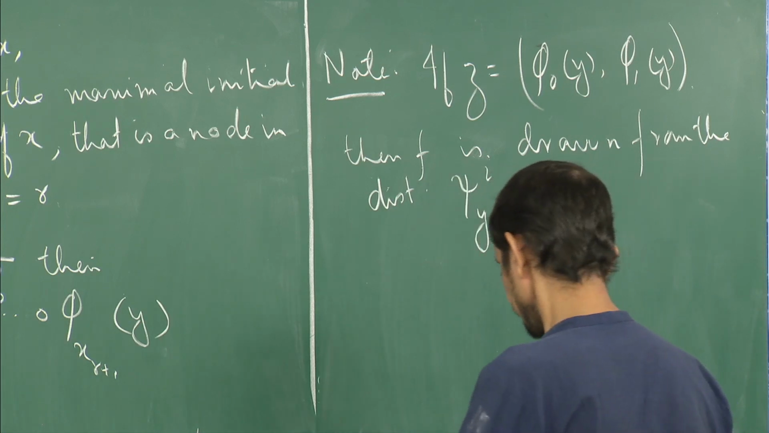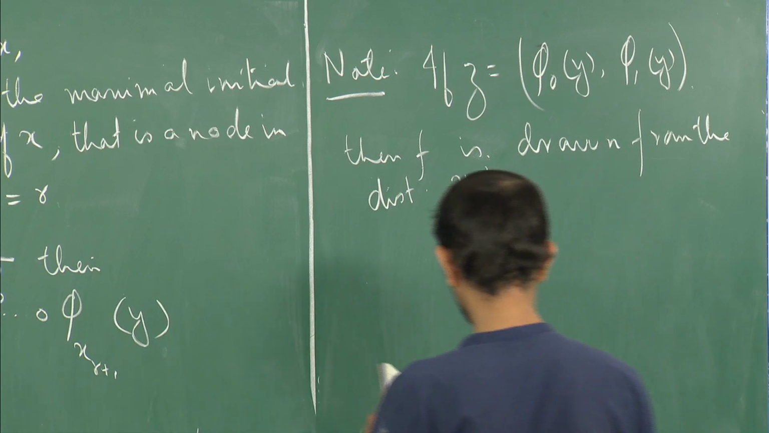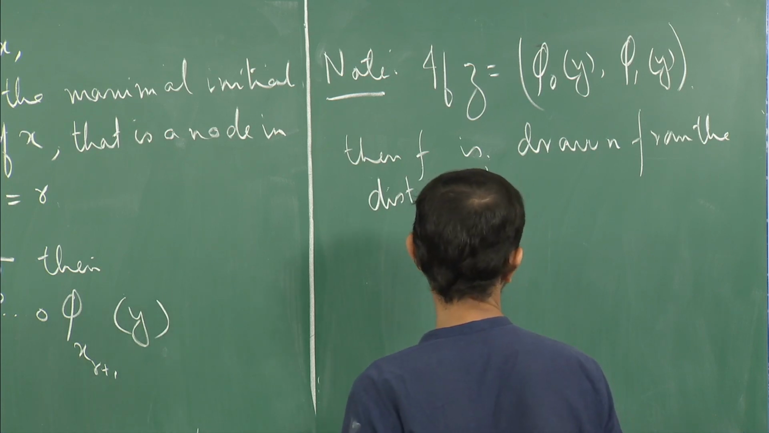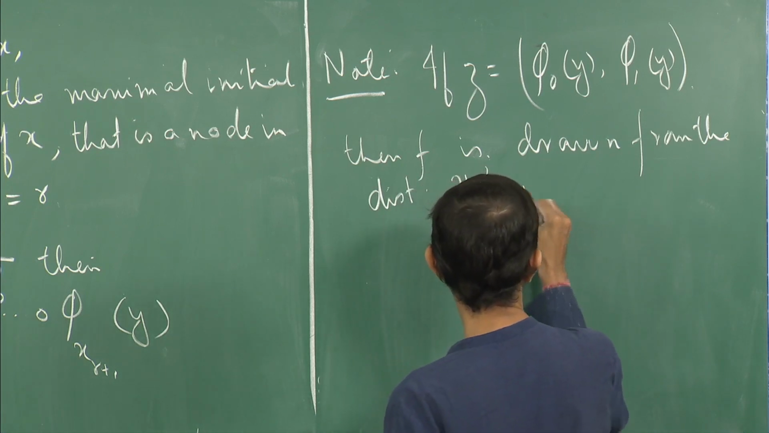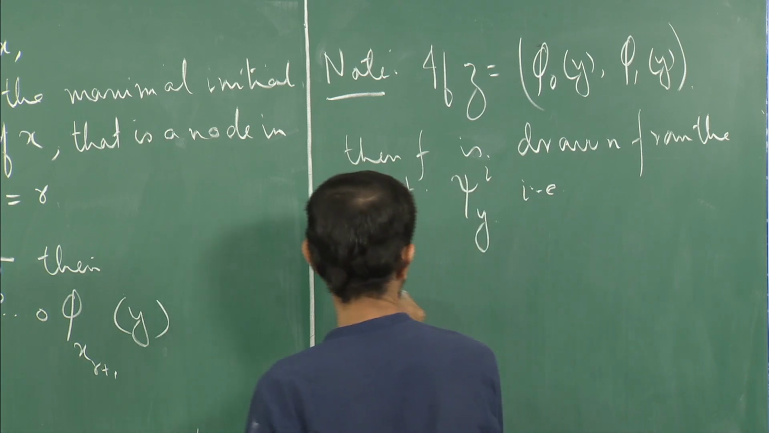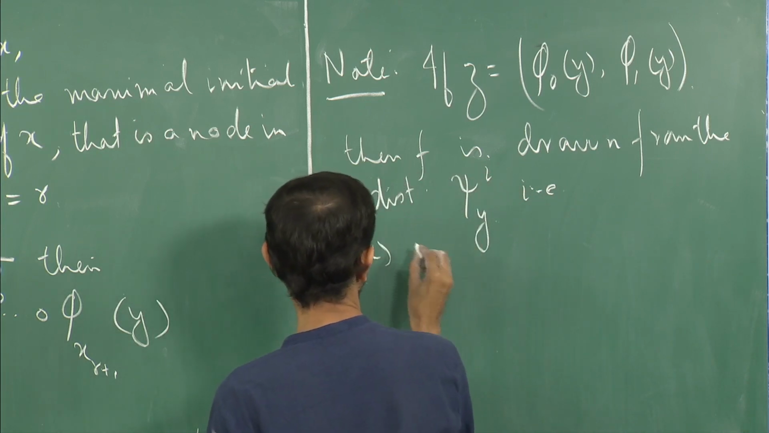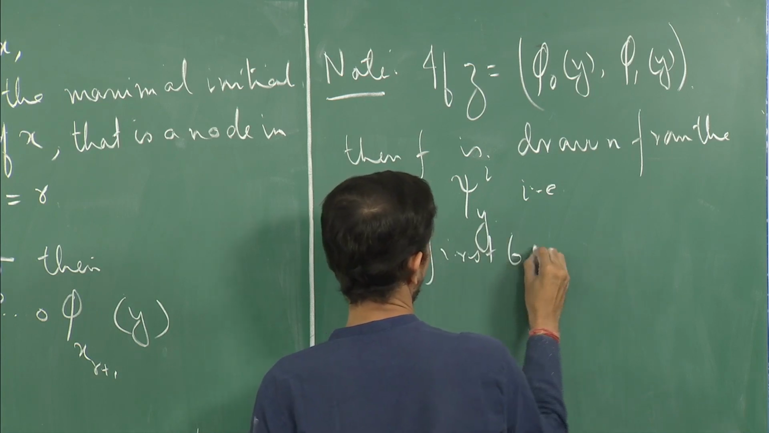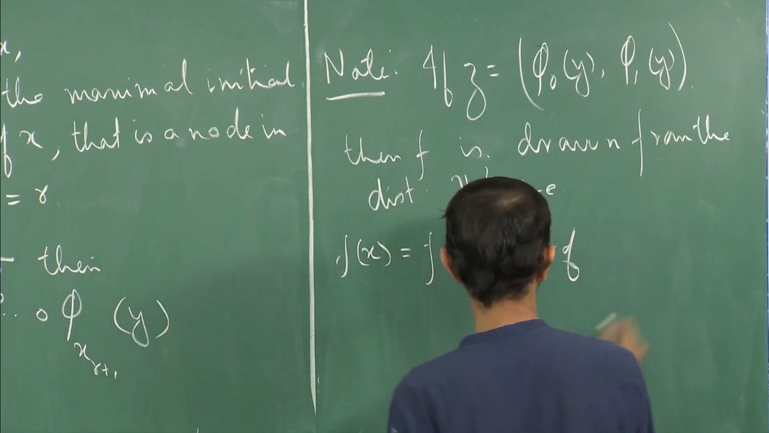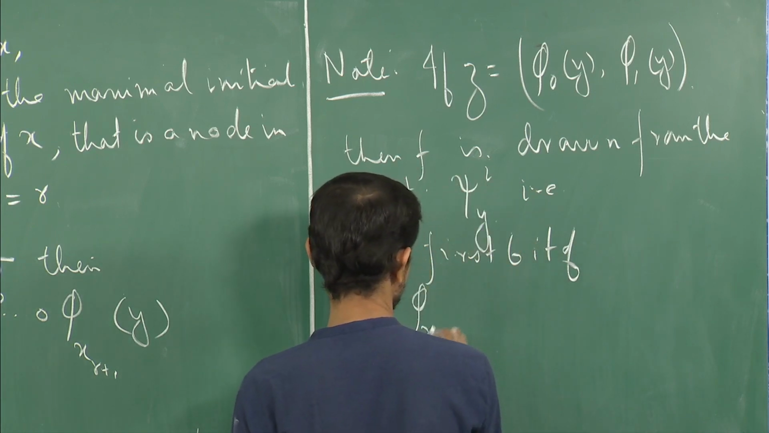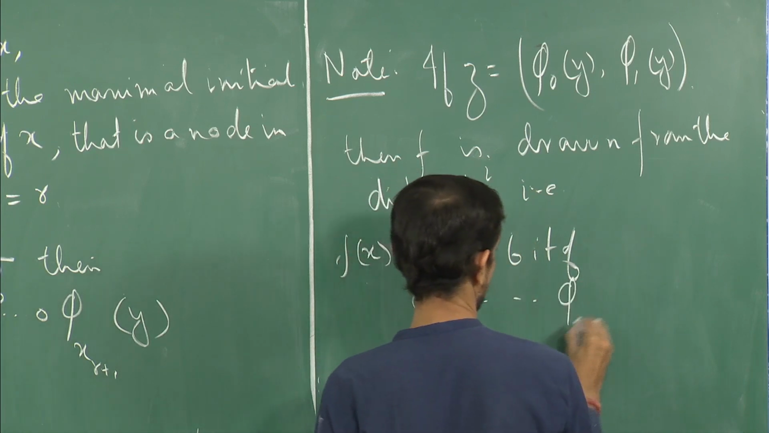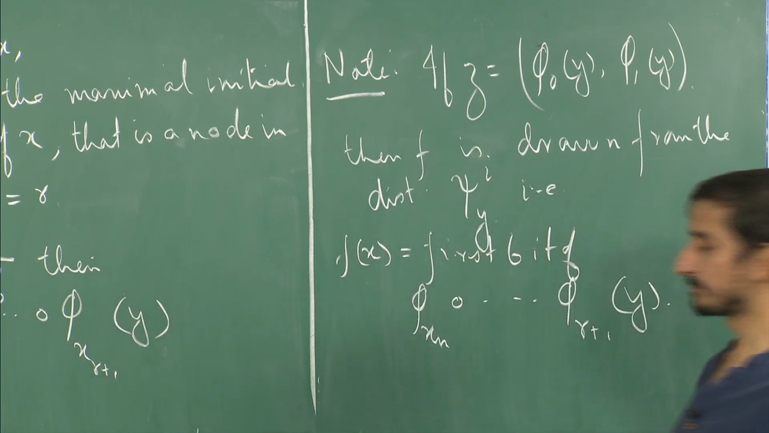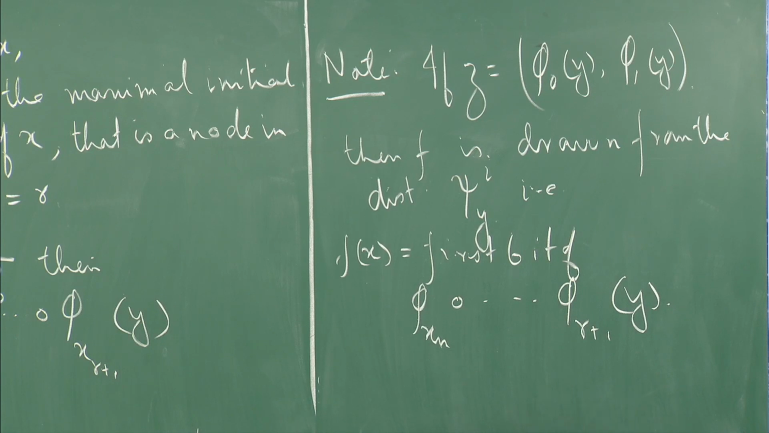So that is f of x is equal to the first bit of phi xn up to phi r plus 1 of y over here. Okay.